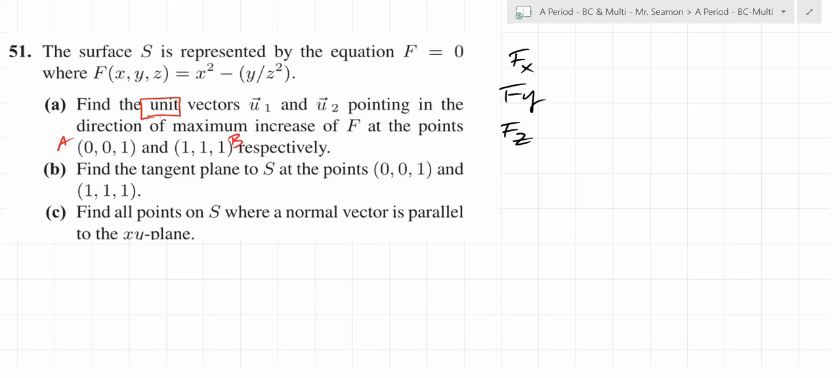You're going to plug in both of those points. You're going to get a direction at each point, and then you're just going to divide by the, how do you unitize a vector? You divide by the magnitude. Yeah, you divide by the magnitude.